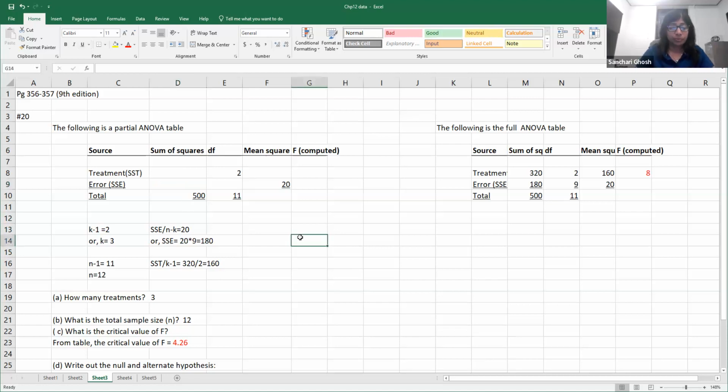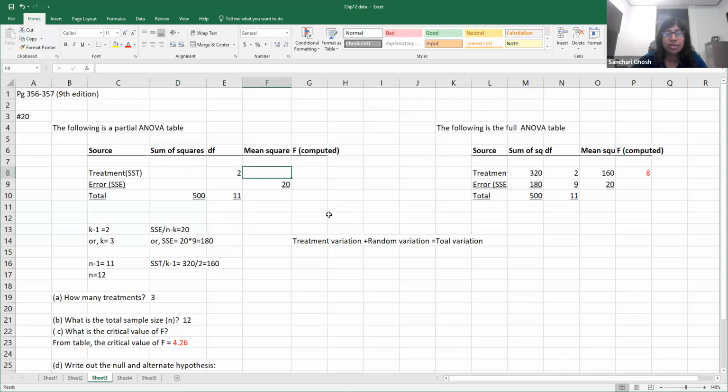As we all know, treatment variation plus random variation equals total variation. So that's the stuff we are using here. Little fill in the blanks. If you know this, then you can just subtract this 180 from 500 to get the treatment variation. And after that, just fill in the blanks again. We know SST over K minus 1. That's the numerator degrees of freedom. We know the values of the numerator degrees of freedom. K minus 1 is 2. Divide the 320 you got by 2.